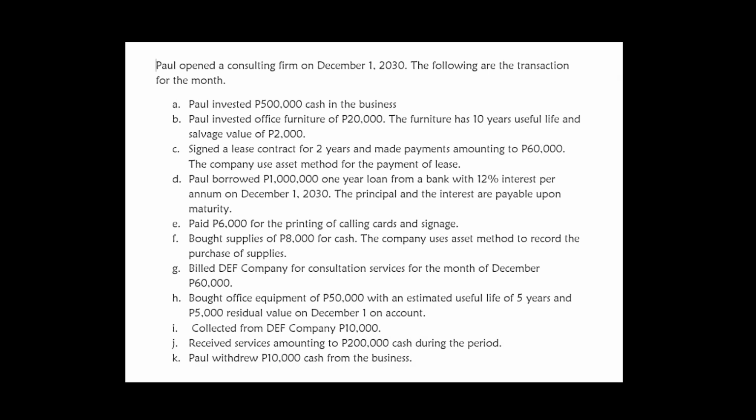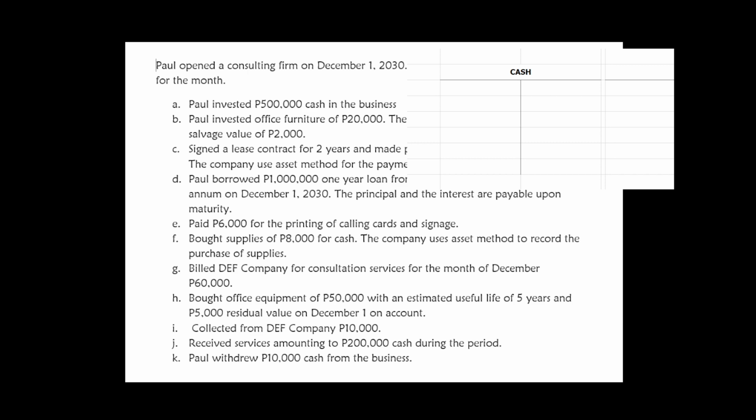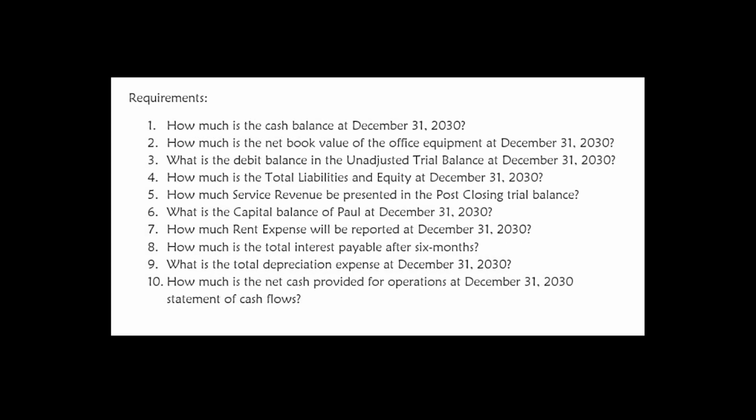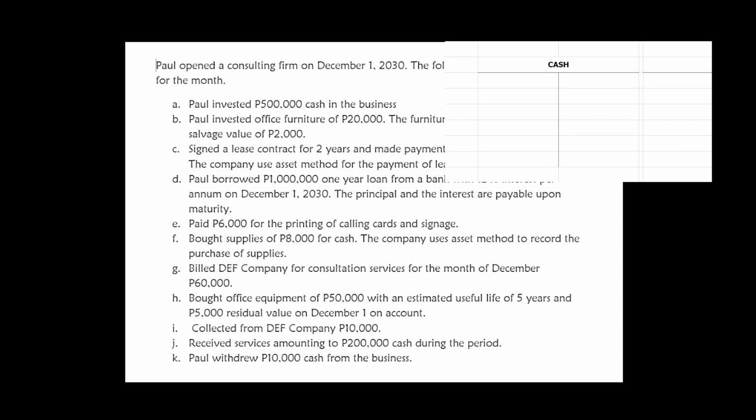So, balik tayo dito sa given. So, letter A, we have eto 500,000 cash. Etong letter B, wala. Letter C, okay, for a while. Okay, so since yung tanong sa atin is magkano yung cash balance, balik tayo dito. Magkano yung cash balance at December 31, 2030. So, yung gagawin natin, kukunin natin lahat ng transactions na may cash related. So, ito, letter A, we have Paul invested 500,000 cash.